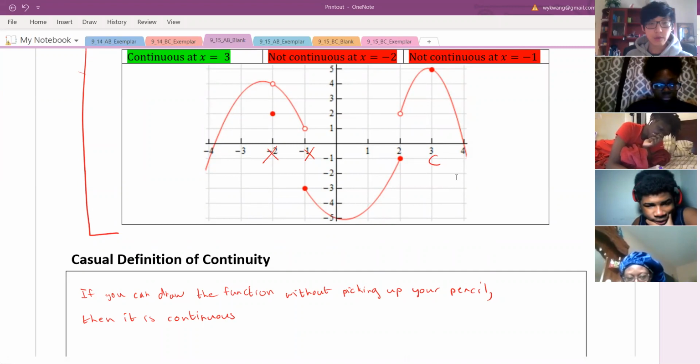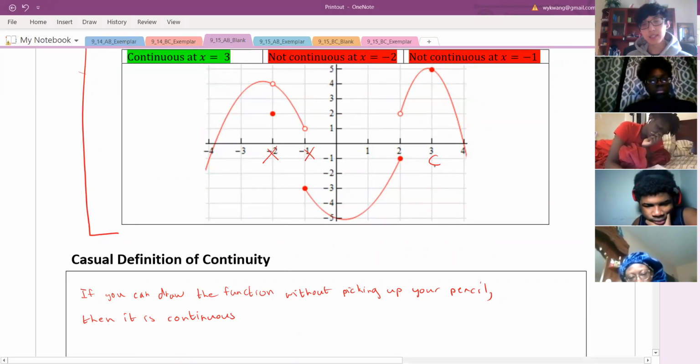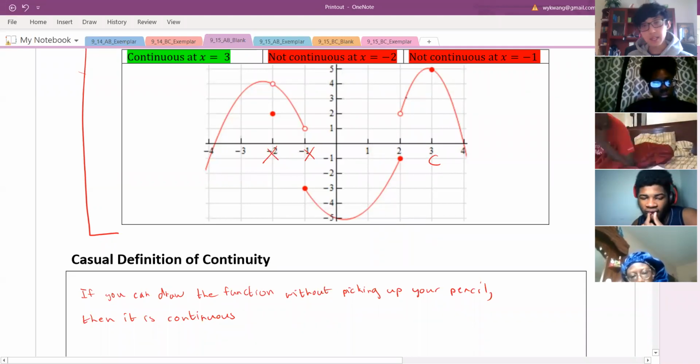We already clarified that at -2 and -1, they're not continuous, and at C it is continuous. So I'll start with, at 3 it is continuous. At 3, I can very clearly demonstrate I'm following this function, right? I'm going to take my marker, follow it, and then draw through C, and then it's totally fine. I didn't have to pick up my pencil. I can draw through it, and it's continuous.